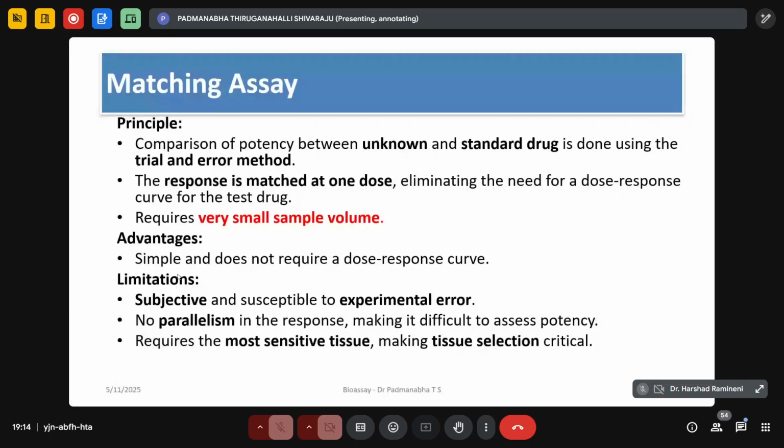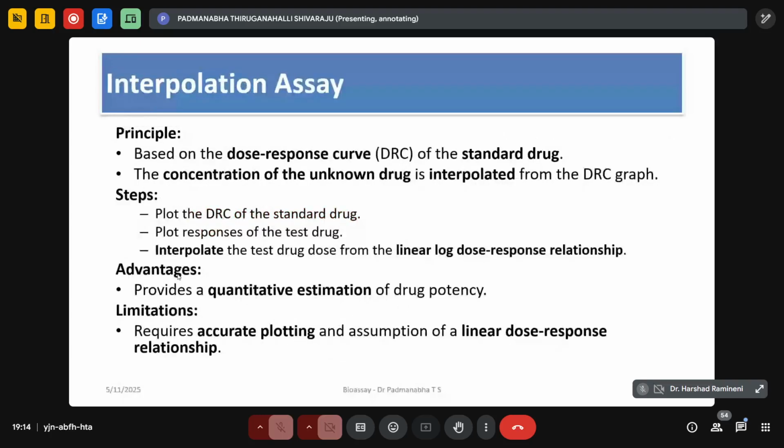And very important, the tissue which is required when we are conducting a matching assay should be very sensitive. So tissue selection becomes very crucial, because in the matching assay the difficulty arises at the potency, because the parallel shift of the dose response curve may not happen when we are comparing the standard and the test drug compound.